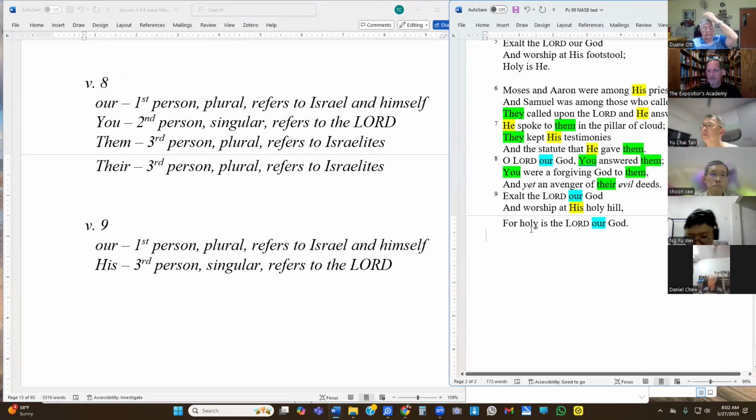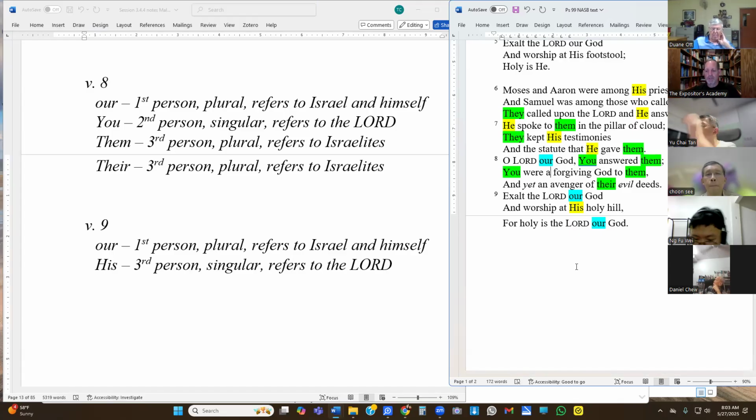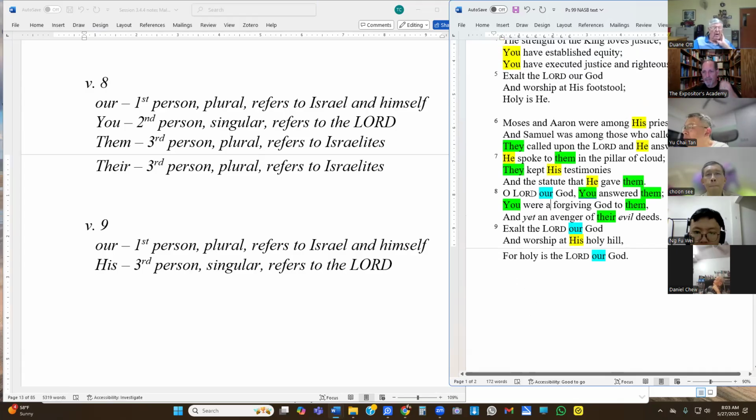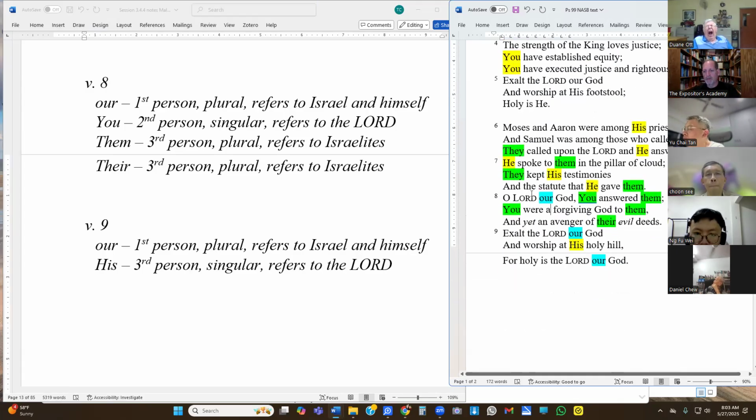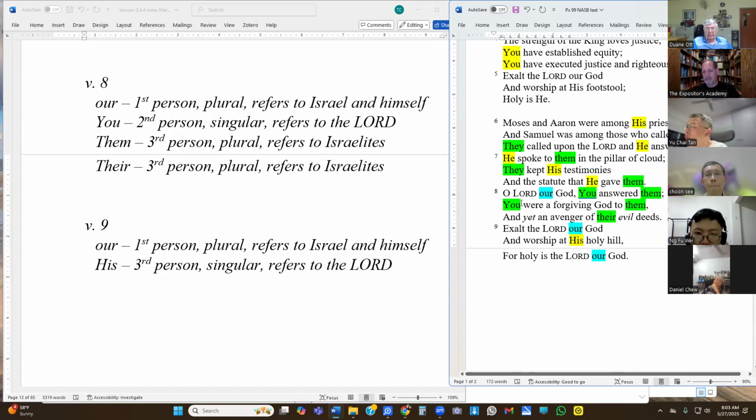Good. So again, notice here in this stanza we have the third person: his, he, they, them. And then look at verse 8: "O Lord, our God, you answered them. You were a forgiving God to them." So he's personalizing it, making it more direct. I think he's speaking not only generally, but also directly to God in this. So that's something, again, to pay attention to.